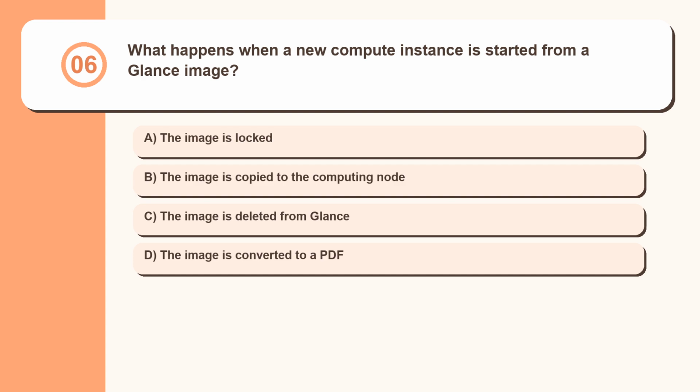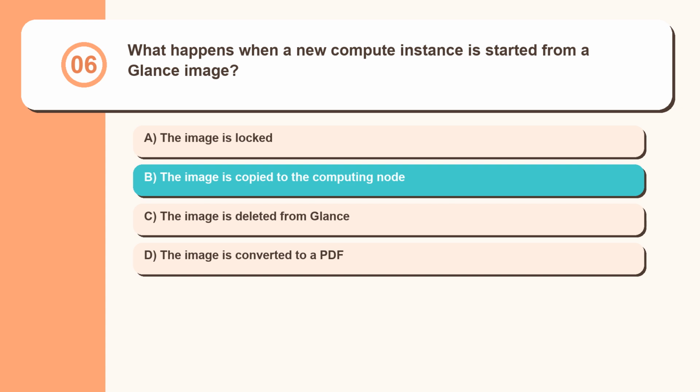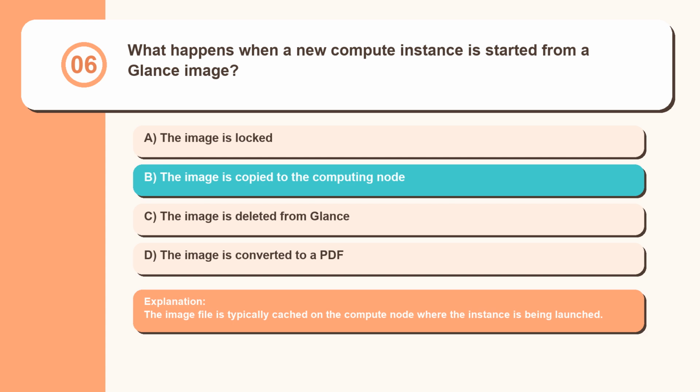Question 6. What happens when a new compute instance is started from a Glance image? The image is locked. The image is copied to the compute node. The image is deleted from Glance. The image is converted to a PDF. The image file is typically cached on the compute node where the instance is being launched.